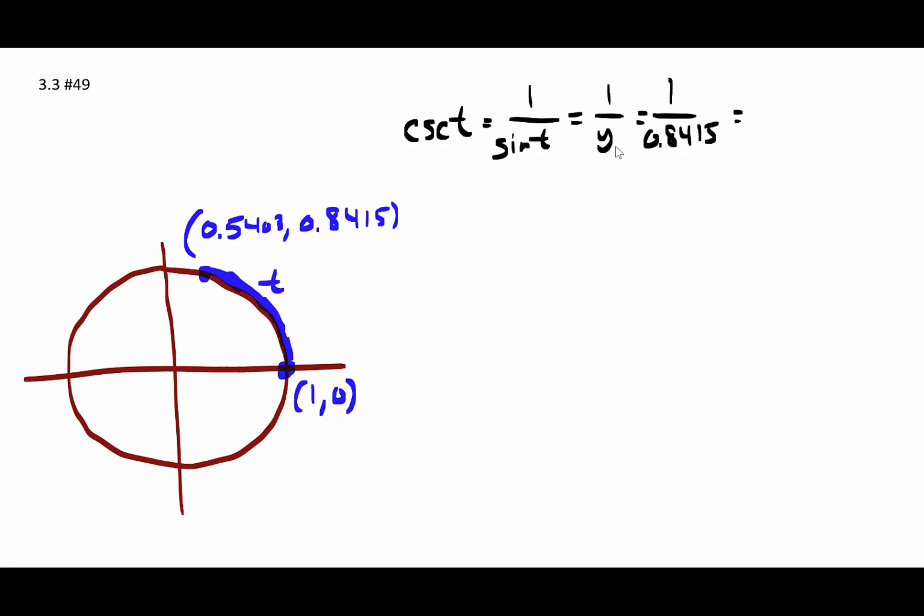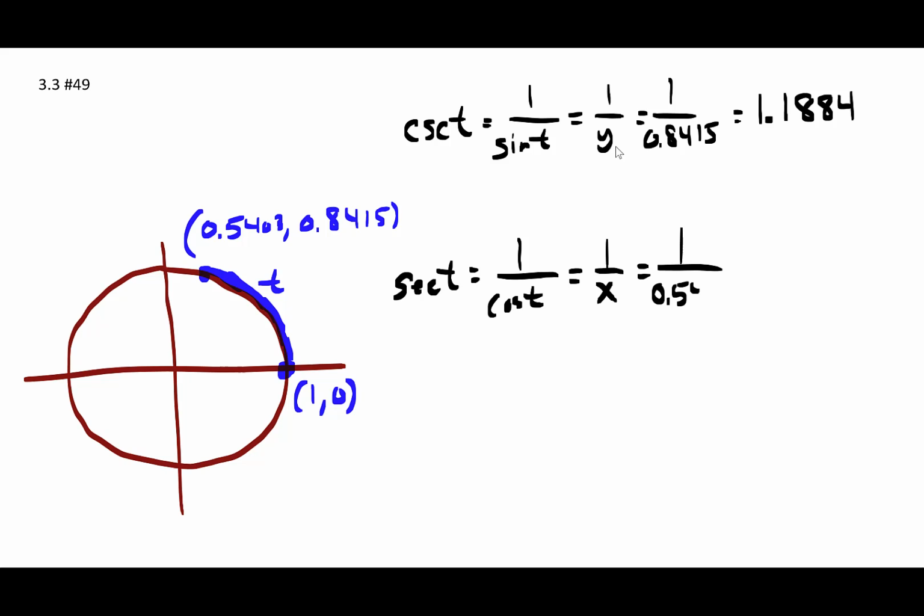Alright, punch that into your calculator and you should get an answer of 1.1884, and that's what the book says as well. I would probably take it out to 4 decimal places just because your coordinates are in 4 decimal places. The next thing on the list is secant t. Secant t is the same thing: 1 over cosine t, which is 1 over the x coordinate. Plugging that in, or taking the reciprocal of 0.5403, you get an answer of 1.8508.